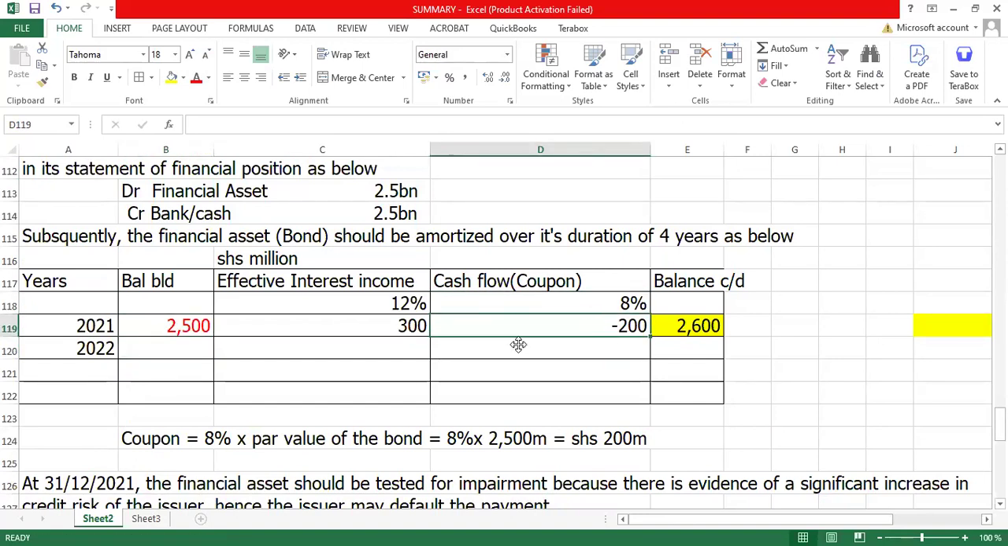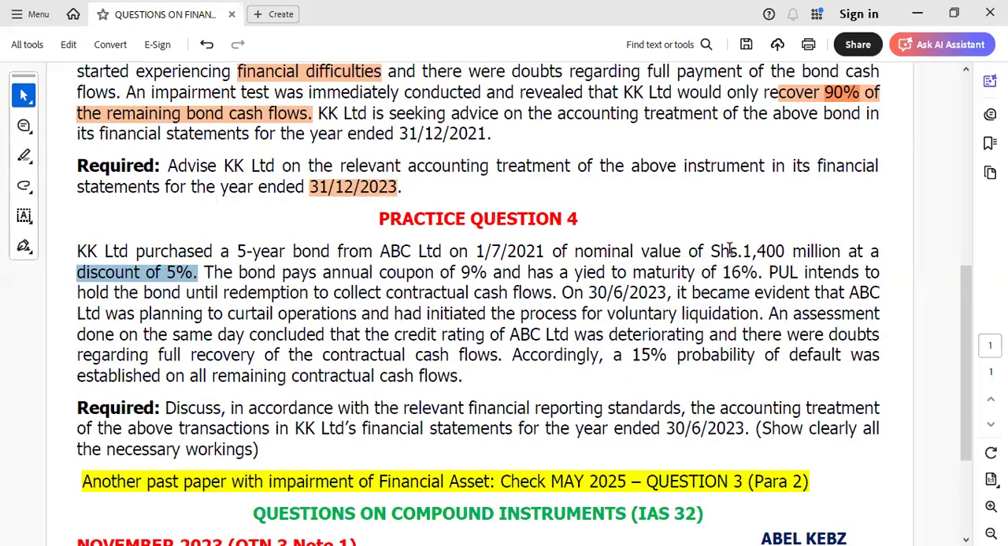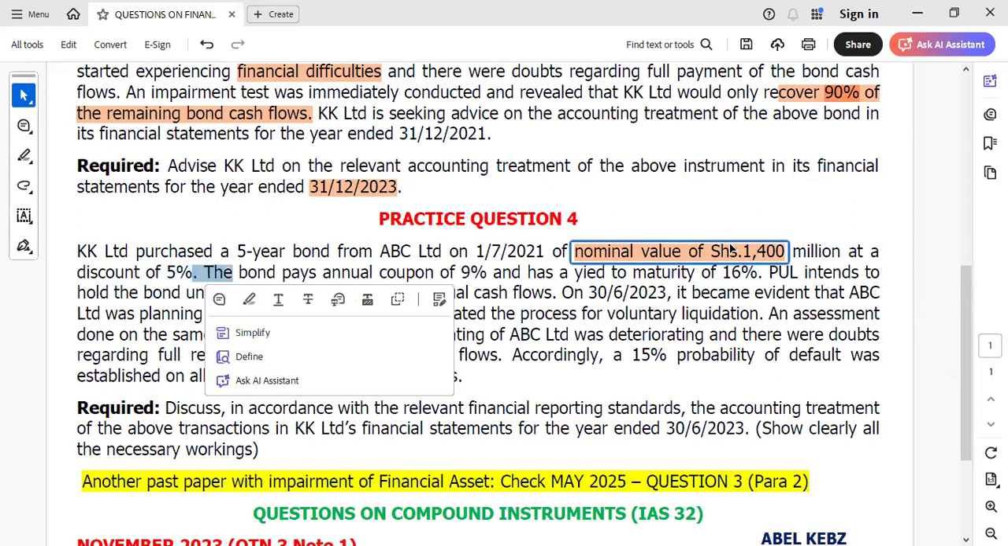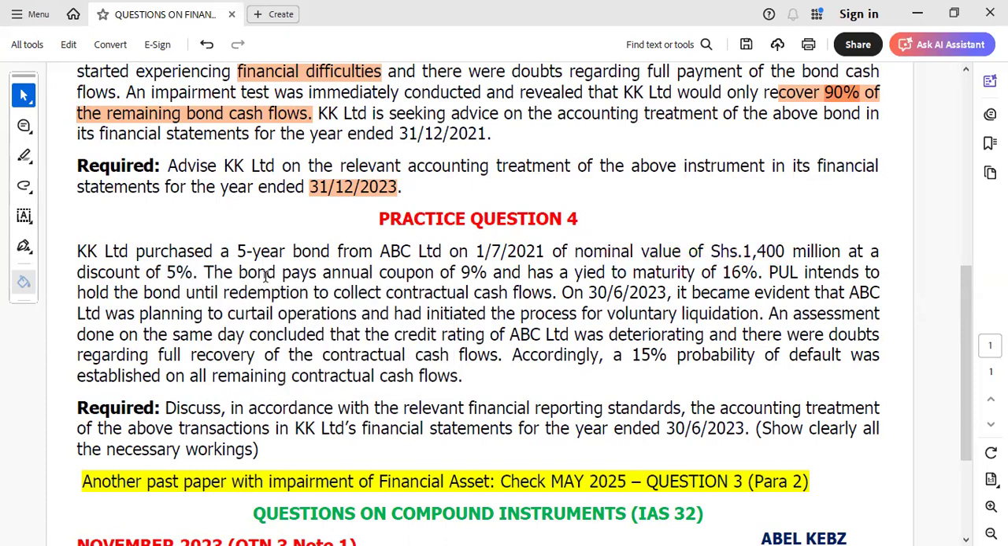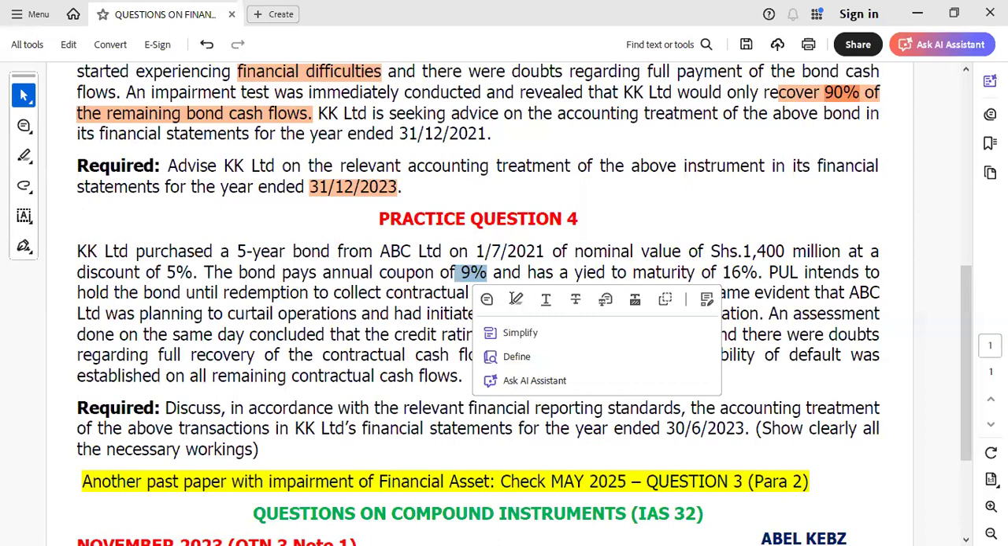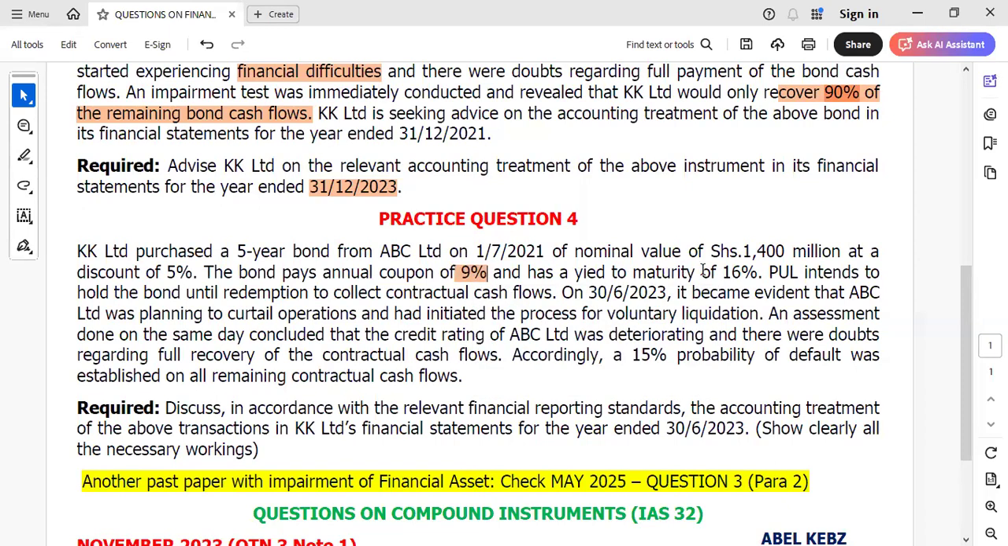But that discount does not affect the coupon. Coupon is based on par. So here the coupon you base on this nominal value. But as you get the balance brought down, you get this, then minus the 5% of this. Do we have transaction cost in this question? No, we don't have. So you don't need to add the transaction cost. They pay the annual coupon. This is one that is going to help you to get the cash flows. Then this one will help you to get the effective interest income.